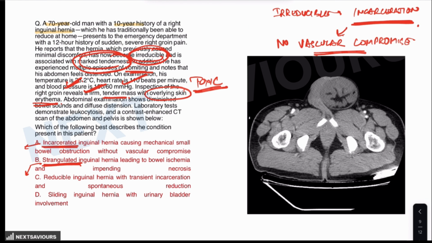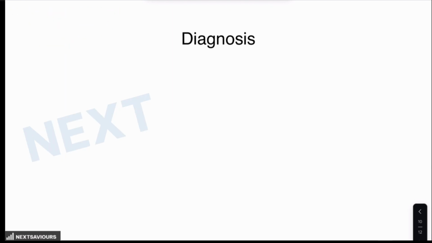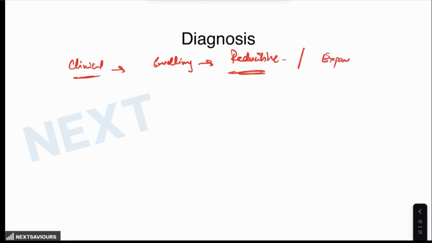Okay, so we will come again to our question. So I think it is now clear. And one more thing is how to diagnose an inguinal hernia. So diagnosis of an inguinal hernia or any hernia is basically clinical, where you need to see a swelling, which is most of the times reducible, and on coughing the swelling will appear. So there will be an expansile cough impulse.